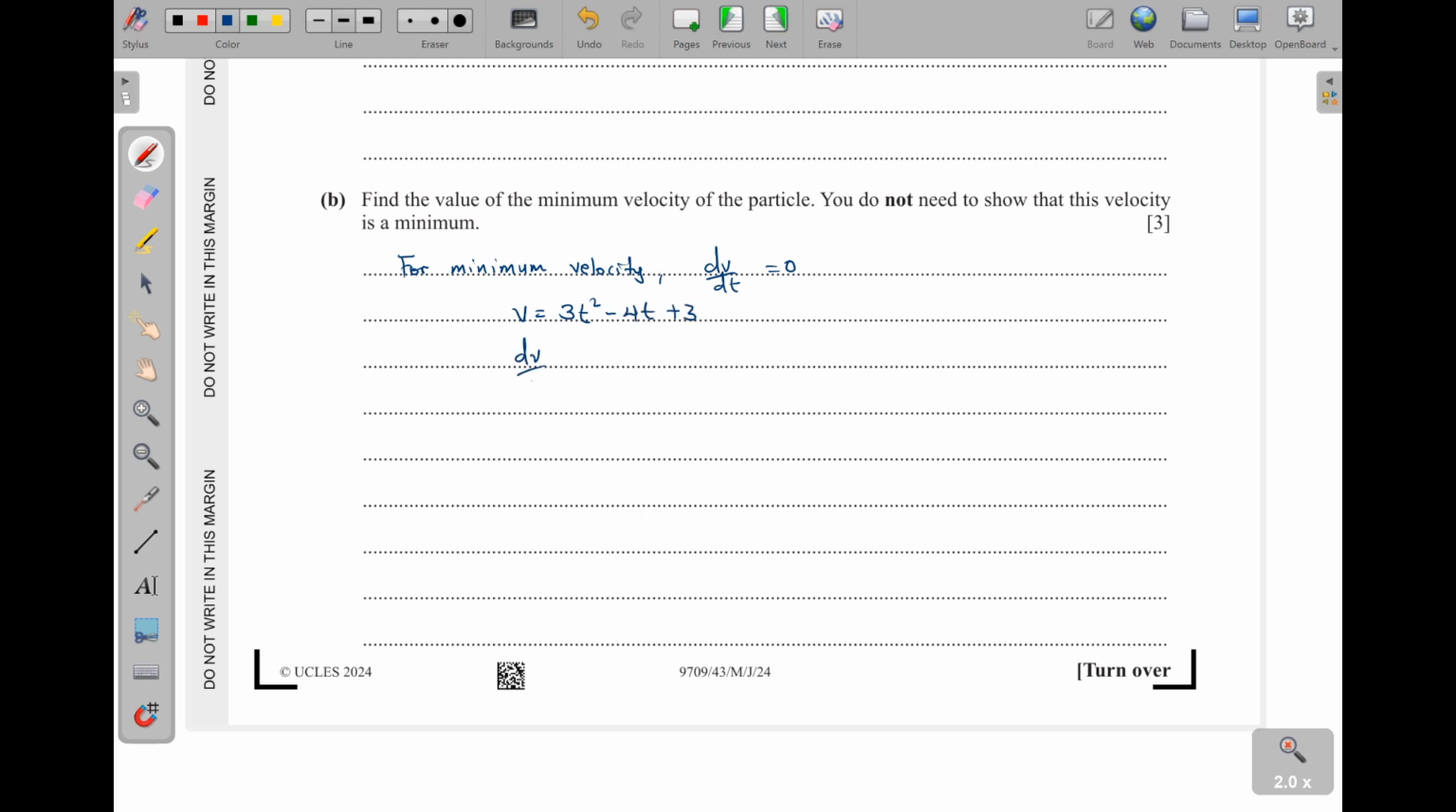So what is dv/dt? Drop the power and reduce it by 1. So 2 times 3 becomes 6t, then minus 4, equal to 0. That means our t is going to be equal to 4 over 6, simplified to 2 over 3. So what is the value of the velocity when t is equal to 2 over 3? You put 3 times 2 over 3 squared, and then minus 4 times 2 over 3, then plus 3.